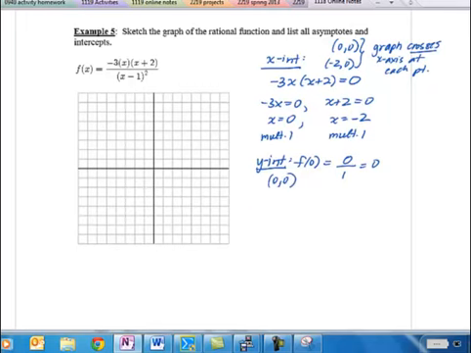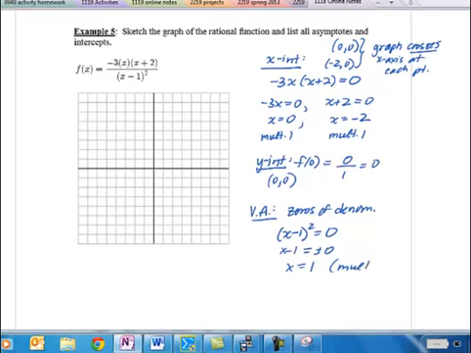Then we want to know the asymptotes. The vertical asymptote would be the zeros of the denominator. In this case, there's just one. Remember, this is not plus or minus 1. It would be x minus 1 equals 0, so x is just 1, but it's multiplicity 2. That's what this squaring of that factor is doing. So we don't switch signs at that asymptote.